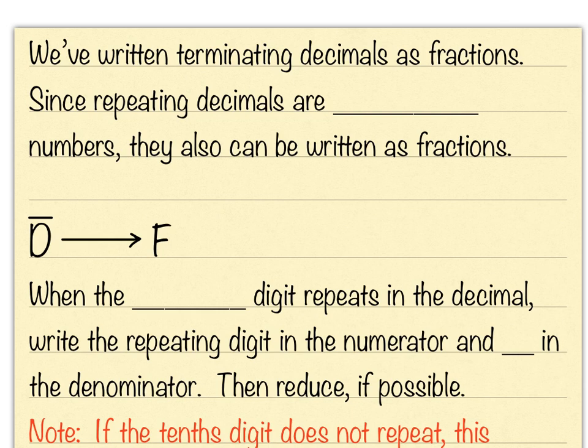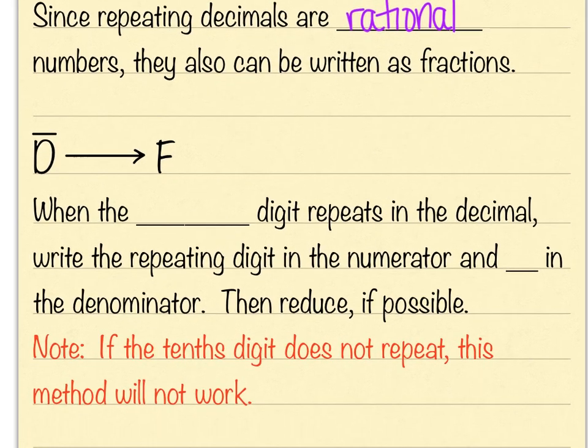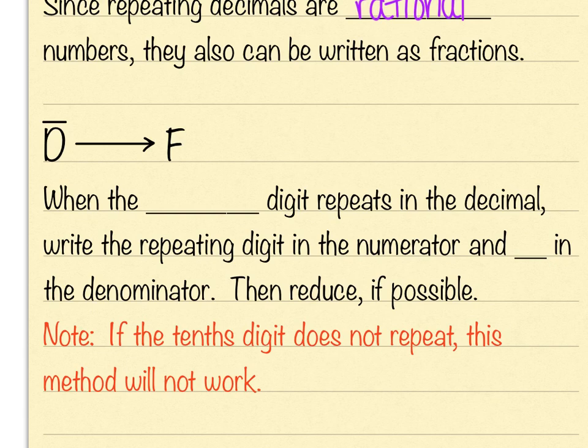So if your decimal terminates, we just write that decimal over its place value and reduce it. If the decimal repeats, has a pattern, it goes on forever, but it's got a pattern to it, you can also write it as a fraction. So since repeating decimals are rational numbers, we will be able to write them as fractions, and that's what we're going to do in today's lesson. We're going to take repeating decimals and write them as fractions.